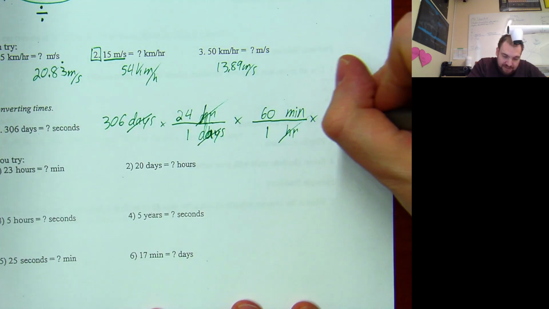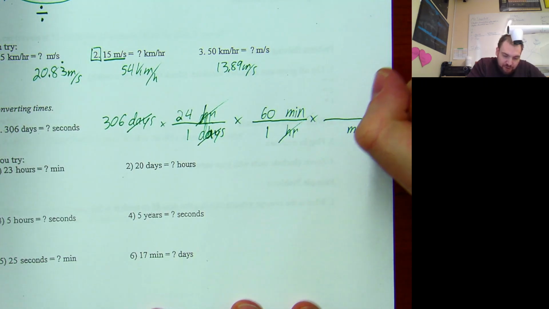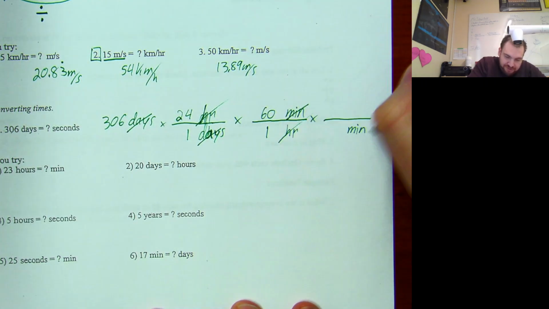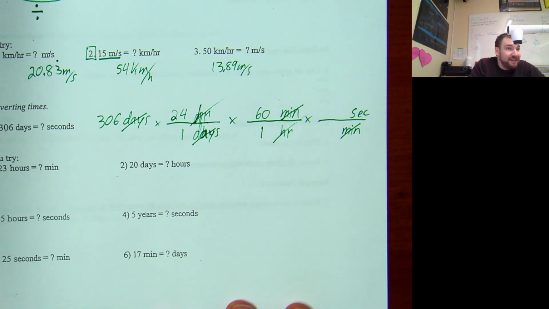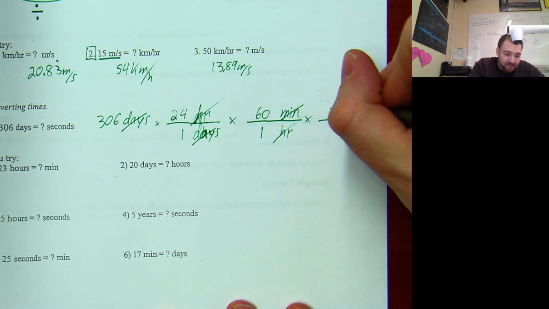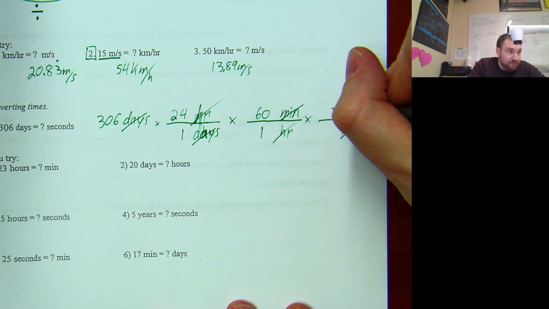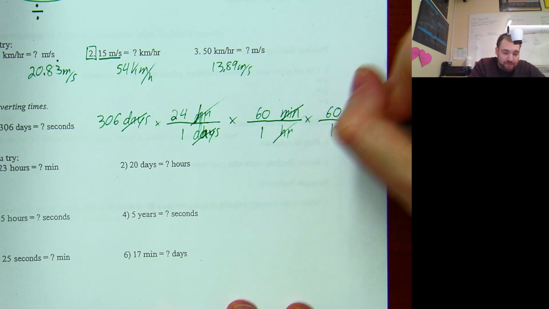Now I'm going to go from minutes to seconds. Minutes are on the bottom because I want to get rid of those. So my seconds are going to be on top. The relationship between seconds and minutes is? How are seconds and minutes related? 60 seconds in 1 minute.